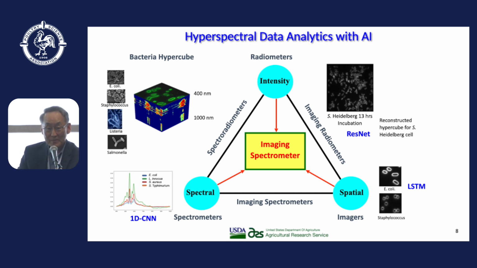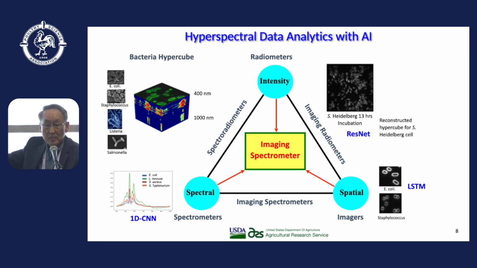The hyperspectral data, or data cube, you can see at the left corner there. This is a bacterial hypercube, okay? We use bacteria, the E. coli, Staphylococcus, Listeria, and Salmonella put together. So you can see the surface. That's the image, and then we have data from 400 to 1,000. It's 300 bands, okay?